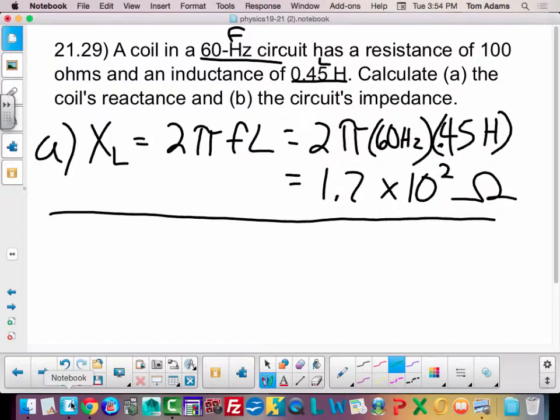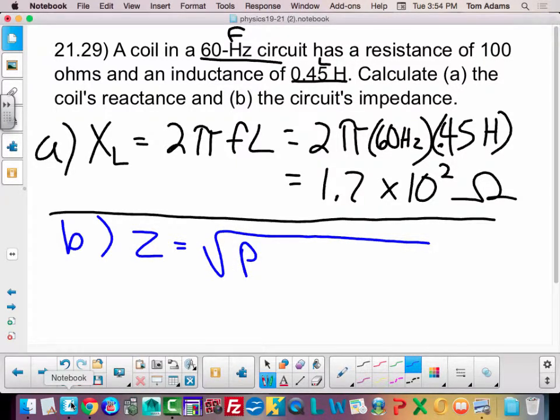Now for part B. Part B says, what is the impedance? Oh, okay. So remember that impedance is going to be the square root of the resistance squared plus the inductive reactance minus the capacitive reactance, all of this stuff squared. You know what I mean. All right.